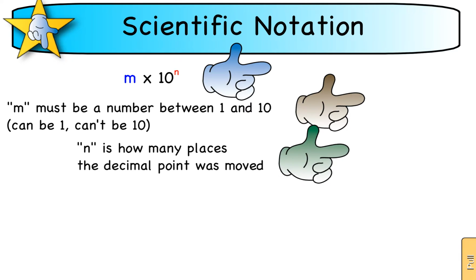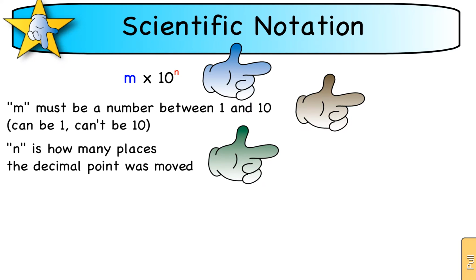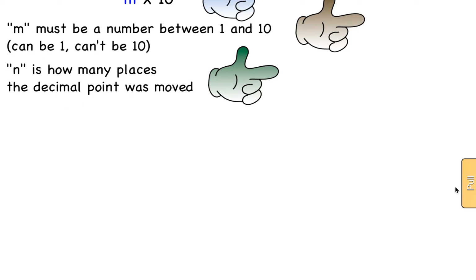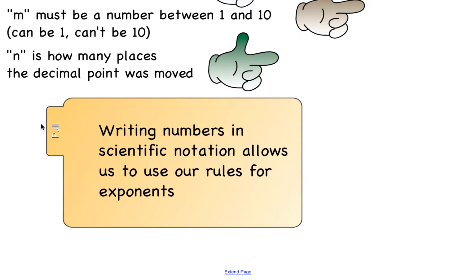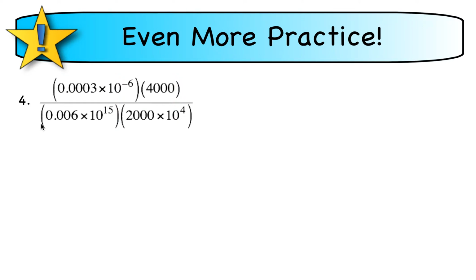And then n tells us how many places that we move the decimal point. So that's kind of a summary of scientific notation. So what else do we know? When we write numbers in scientific notation, we can use the rules that we just talked about for exponents. So let's see how that helps us when we work problems. Well, here we have several numbers, not in scientific notation, but close. Got some powers of 10 in here, so let's go ahead and clean this up and see what we get.